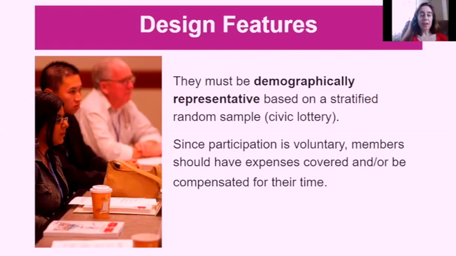And the idea is that everybody has an equal chance of receiving this letter. And then this is where the self-selection comes in. Obviously, only a certain number of people are going to respond to the letter, but there are things that you can put in place, such as a small amount of compensation, having expenses covered, offering daycare, to get as high a response as possible. And then from the responses that come back from these letters, people are randomly selected.